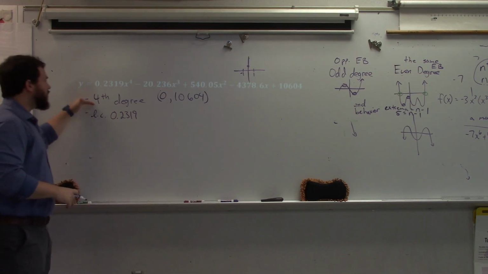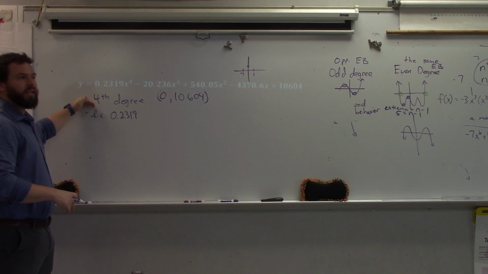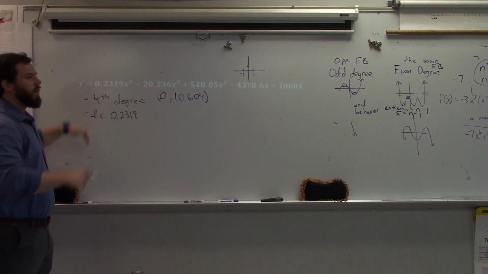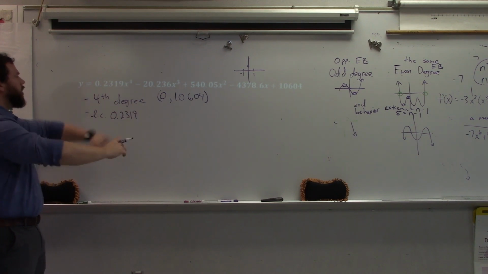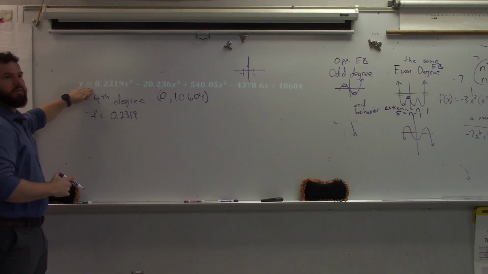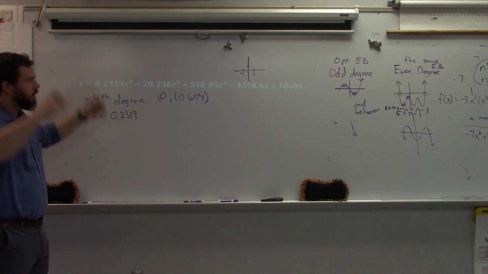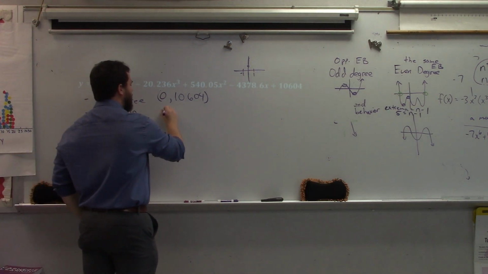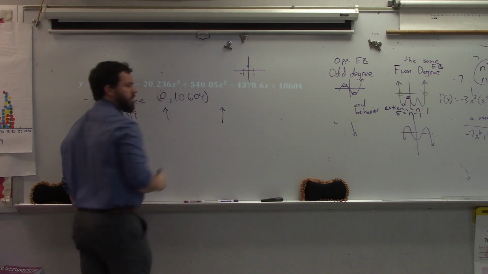And so, fourth degree, it's even. It's going in the same direction. That's why cubic looks like that. Because cubic is odd, it goes opposite. So this one, the leading coefficient, is it positive or negative? Positive. So it's going to be going up. So I know that the ends are going to look like this.